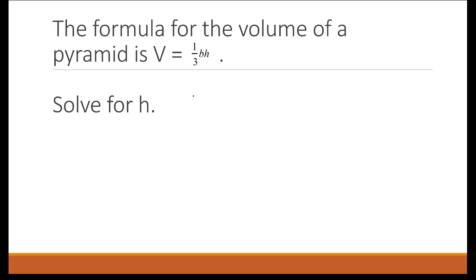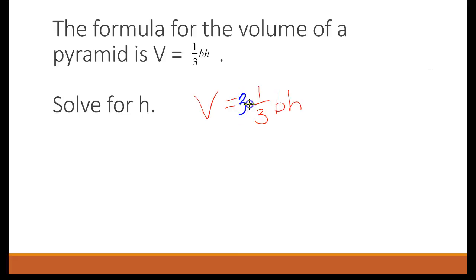For example, the formula for the volume of a pyramid is V equals 1/3 times BH, or volume equals 1/3 times the base times the height. Let's say you wanted to get the H on one side by itself. If we have a fraction, we'll try to get rid of that fraction. Right now we have 1/3 as our fraction, so I will try to get rid of that fraction.